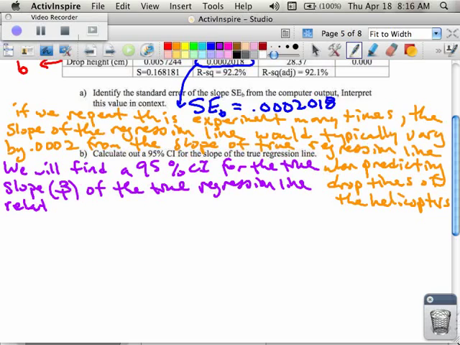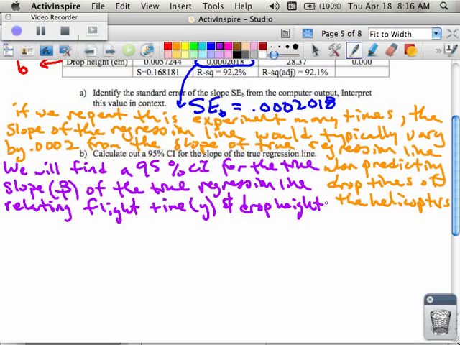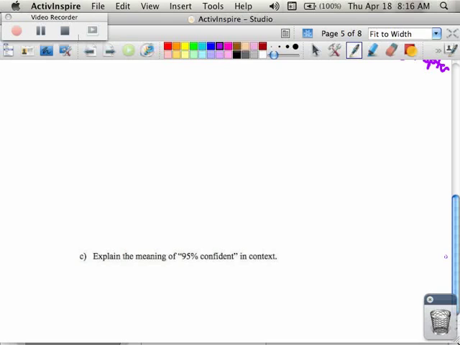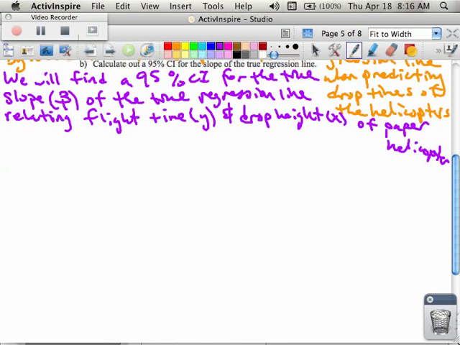relating flight time, which was our y value, and drop height, which was our x value. I guess you could say of paper helicopters. So that's putting it in the context of our problem.